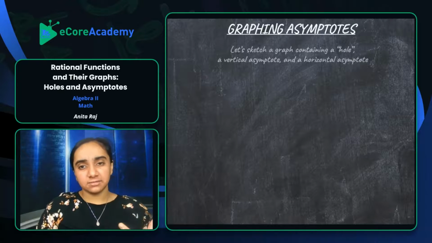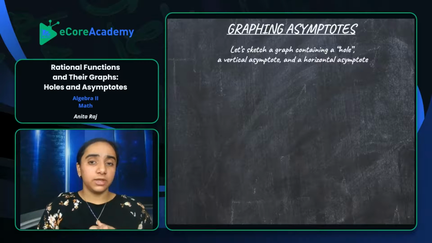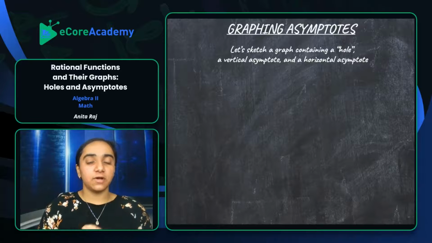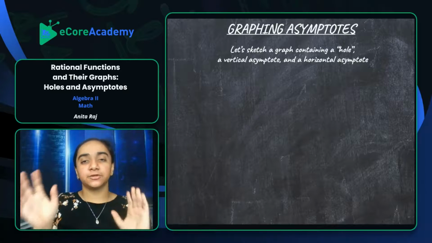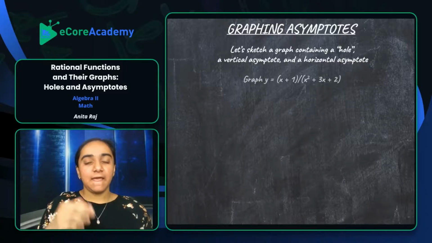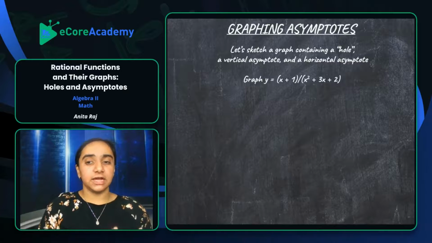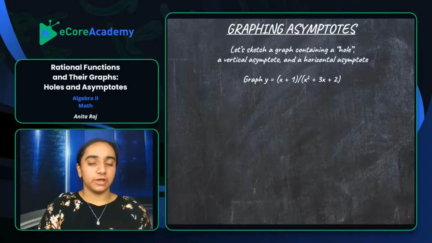So we're going to be graphing asymptotes. We're going to sketch a graph that not only has a hole, but it's also going to have a vertical asymptote and a horizontal asymptote. So it's going to incorporate all the skills we learned about. And the equation of the graph is x plus 1 divided by x squared plus 3x plus 2.